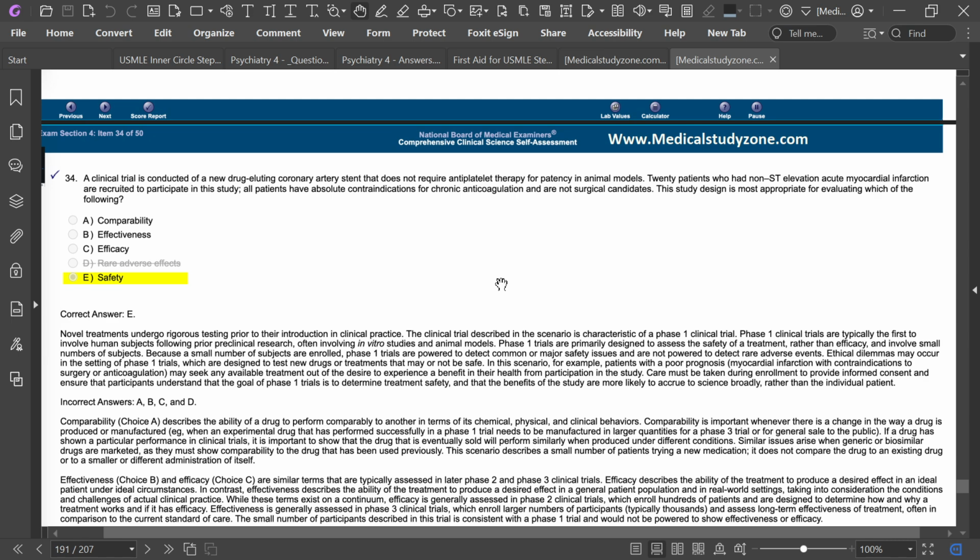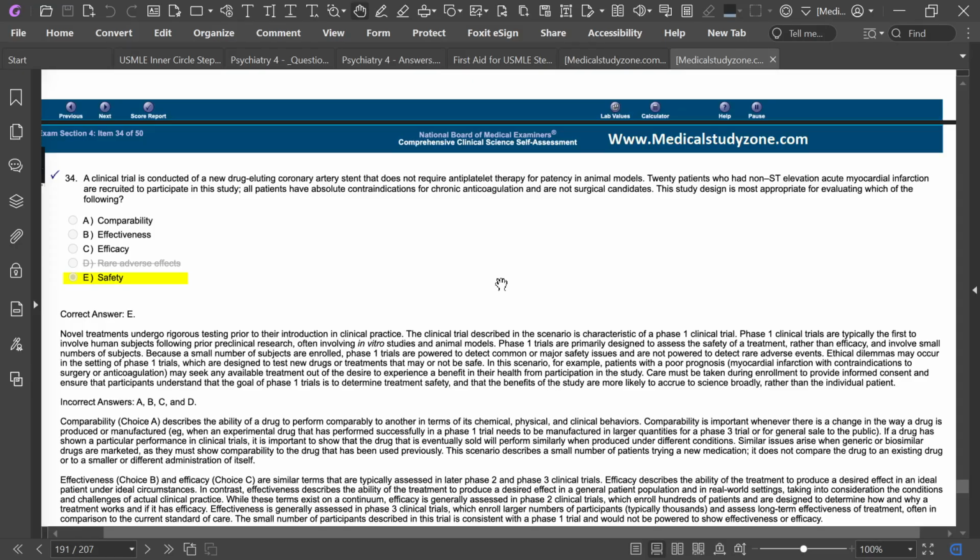Phase 1 clinical trials are primarily designed to assess the safety of a treatment rather than efficacy, and involve a small number of subjects. Because a small number of subjects are enrolled, phase 1 trials are powered to detect common or major safety issues and are not powered to detect rare adverse events. Ethical dilemmas may occur in the setting of phase 1 trials, which are designed to test new drugs or treatments that may or may not be safe.